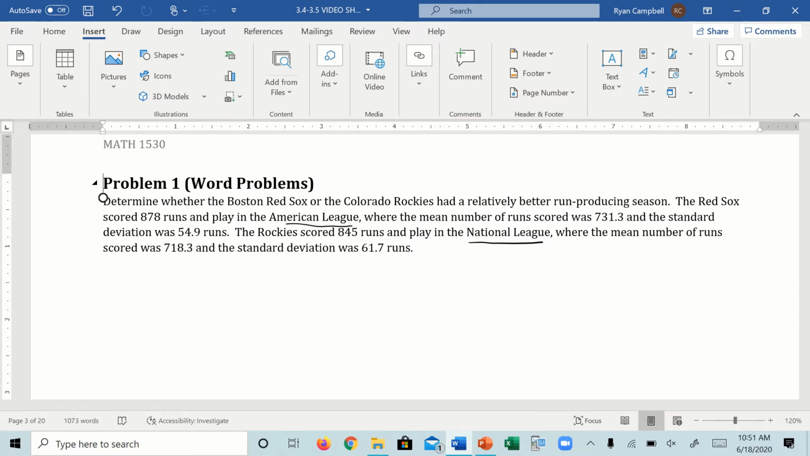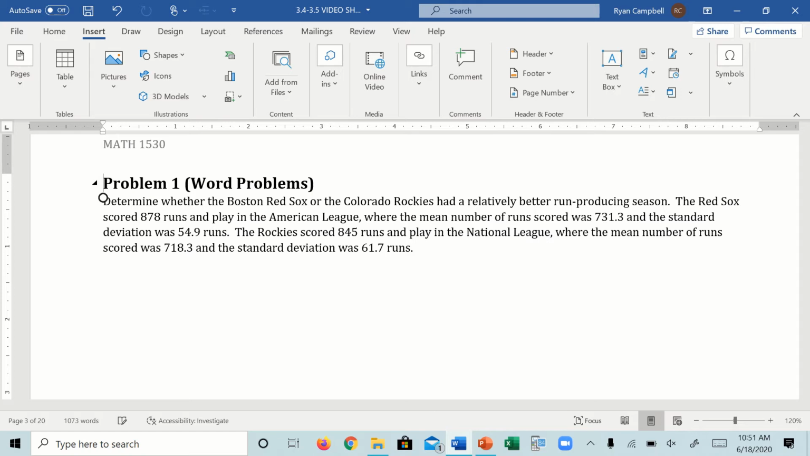So with comparison to their league, who actually did better? Now you might just say, oh, well, obviously the Red Sox did better, right? They have the bigger number. But if we notice, right, the mean is different. This mean is actually smaller than this one. So it's possible that the Rockies did better with their respective season and their respective league than the Red Sox did. So we actually have to check ourselves.